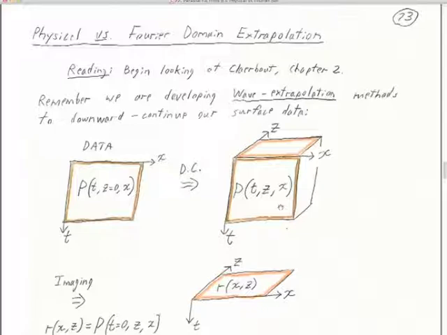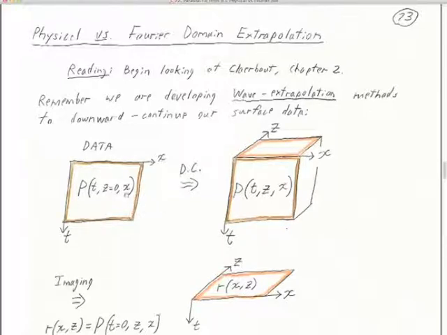I do want to step back and talk about some of the motivation as to why we're doing wave extrapolation now in the physical domain. Why are we developing paraxial wave equations in the T and X domain that we're going to finite difference, when we had perfectly good extrapolation in the Fourier domain? So let me go through a little bit of review here. It's not a bad time to step back and review a little bit.